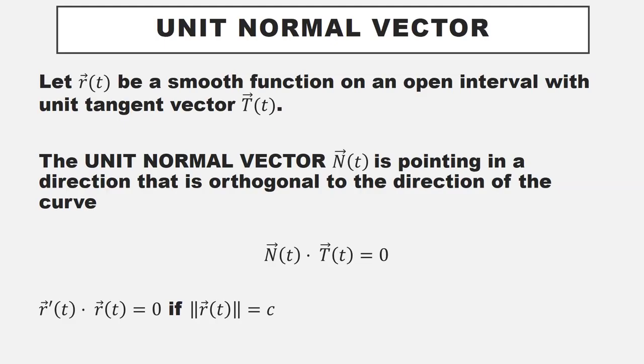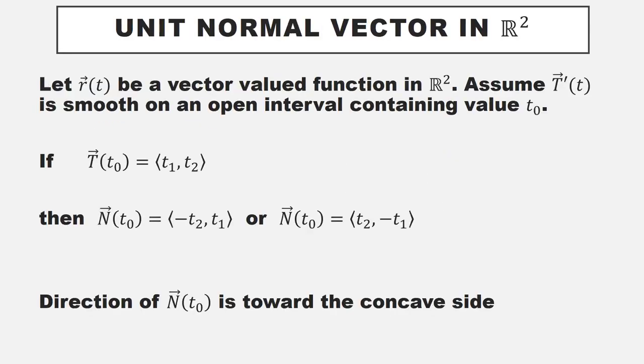But because of this fact, because the normal vector is going to be pointing in a direction that is orthogonal to the direction of the curve, therefore orthogonal to the tangent vector, in R2, it just leaves me one of those two options. Swap the x and y and negate the x, or swap the x and y and negate the y.